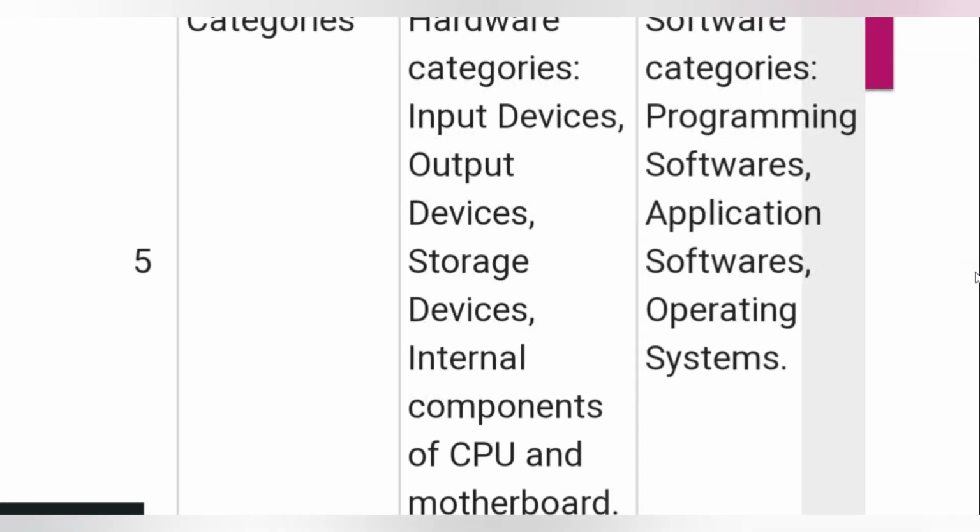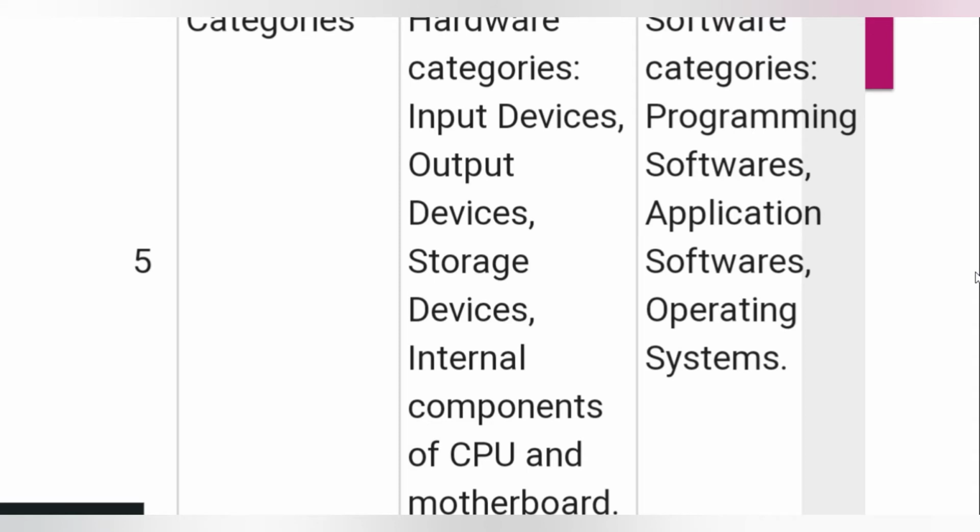Next is categories. What are the categories? How are these two components categorized in the computer system? Hardware categories: input device, output device, storage device, internal components of CPU, and motherboard. As I already told you, hardware is divided into many parts, and hardware are those parts of the computer which we can touch. We can touch input devices, output devices, storage devices, internal components of the CPU and motherboard. These are all parts of the computer which we can hold in our hand. So hardware is categorized into different types.